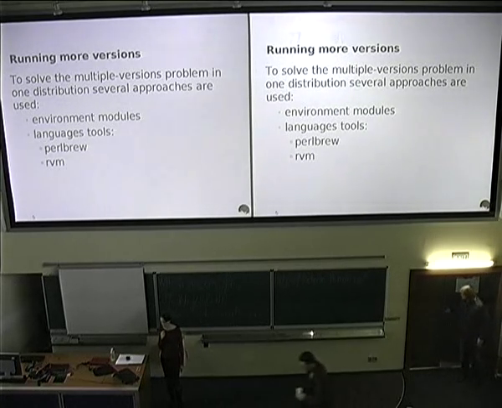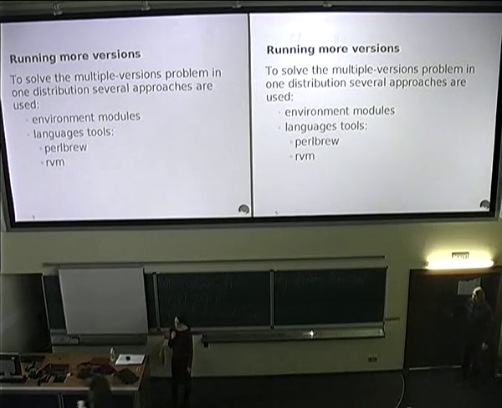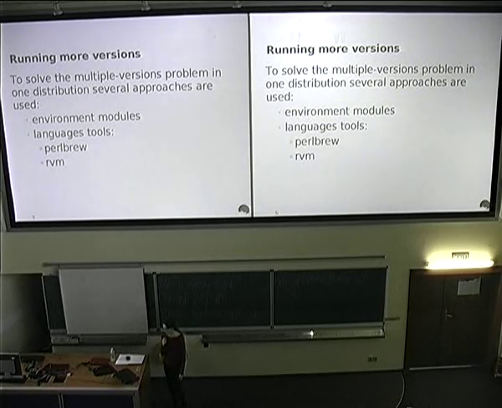I use Perl Brew, which is quite good for developers because you can install different versions as a regular user. You don't need root access. And you can then easily switch between various releases or between releases with various flags for compilation. So you can test your applications with different versions and different settings.